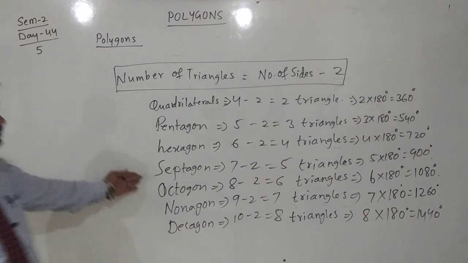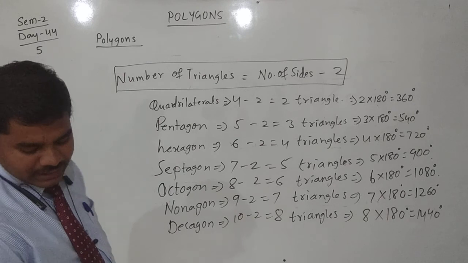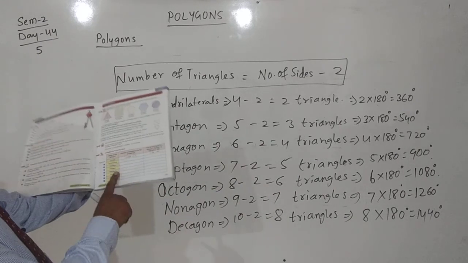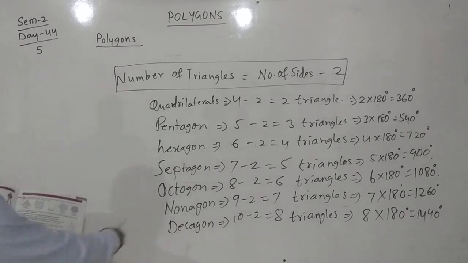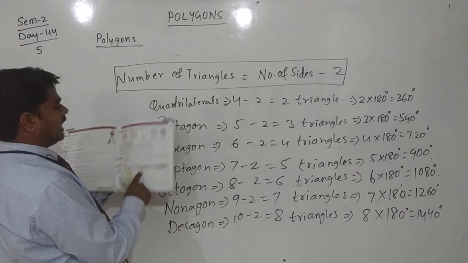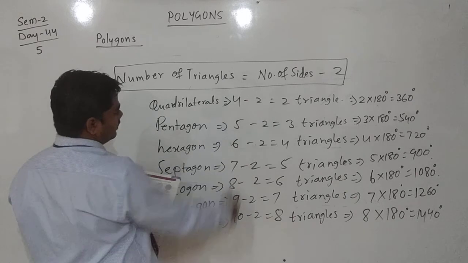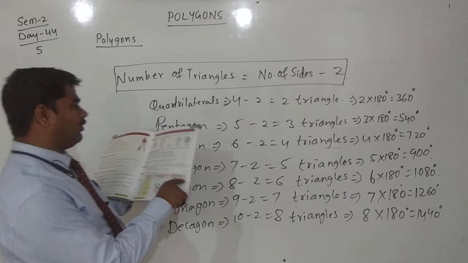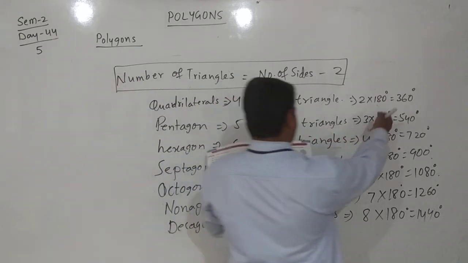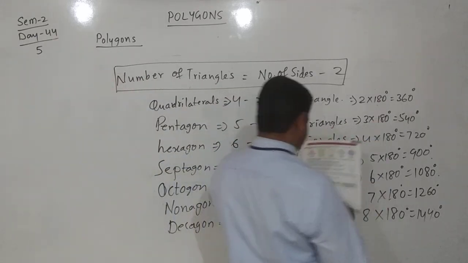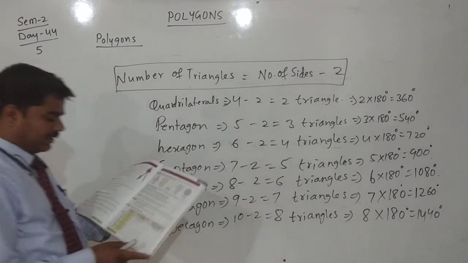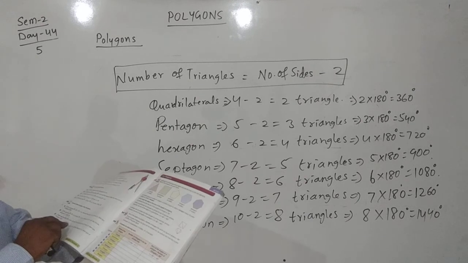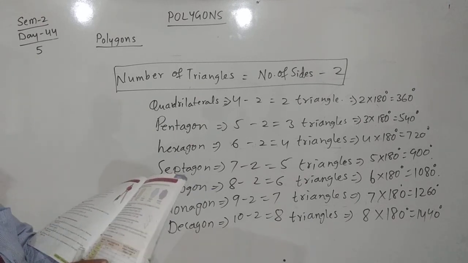1440 degrees. This is given in your textbook page number 155. There is a table: complete the following table. Name of the polygon, here I have written the names. Then the sides, 3 sides are written here, and from 4 sides onwards I have written. Then the sum of the angles of the polygon, you multiply by this one, then you can write. Complete the table on page number 155 and 154. You can solve both in your notebook.